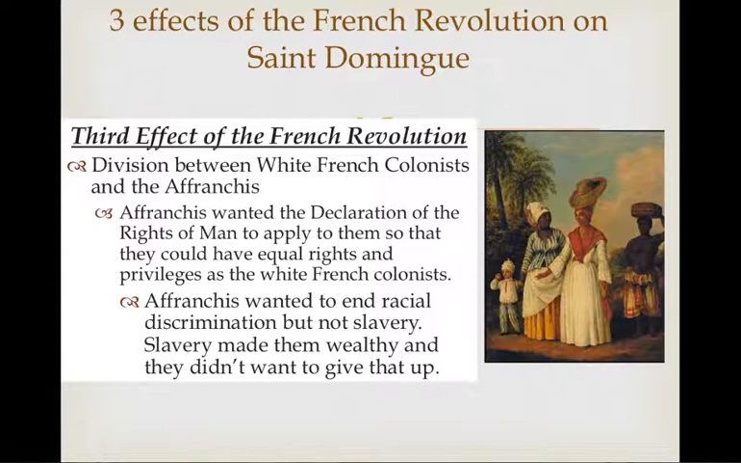So it is important to note that the affranchis were wealthy, but a lot of it was because of the slaves. So they did not want to end slavery, but they did want to end racial discrimination. They were being discriminated against because they were people of color. But they did want to keep slavery because it was keeping them wealthy.